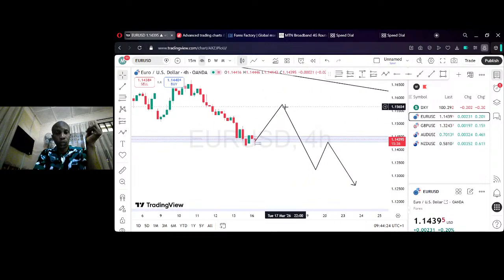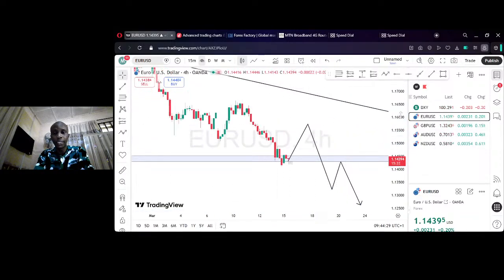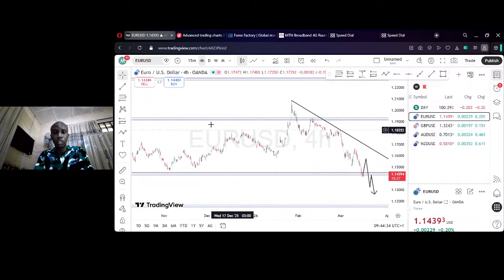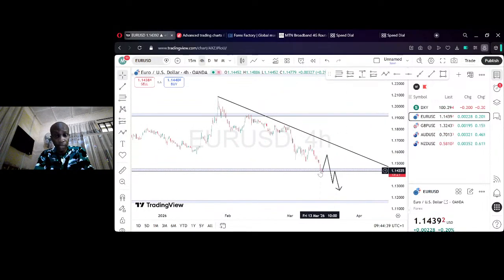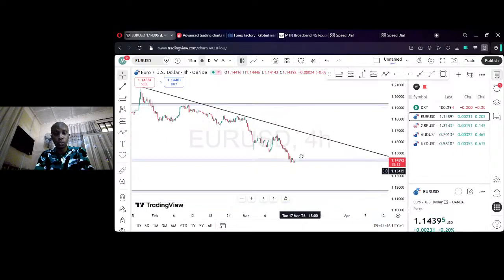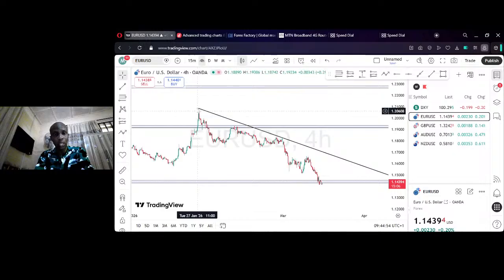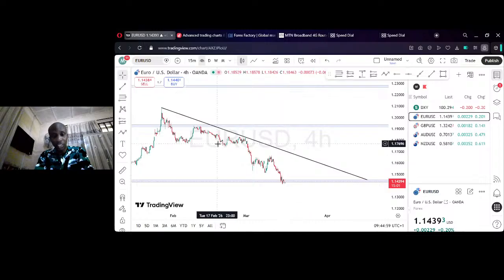So that is that on the Euro USD right here. Euro USD has attempted a strong level of resistance. It has pushed back down to attempt the support level. If price can break below the support level, we are coming down. And if price can sustain on this support level, we are going up again. And we have this trend right here. Inasmuch as price is still trading below this trend line, the trend is still bearish.